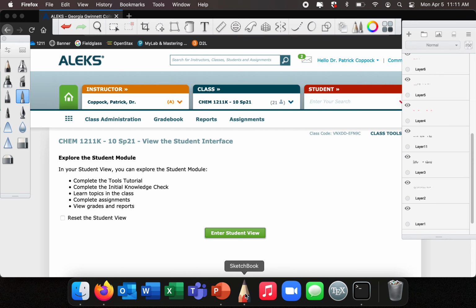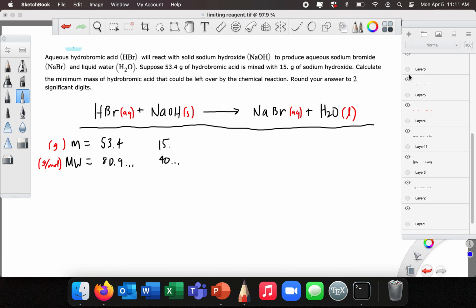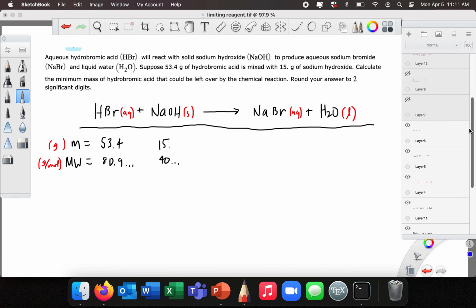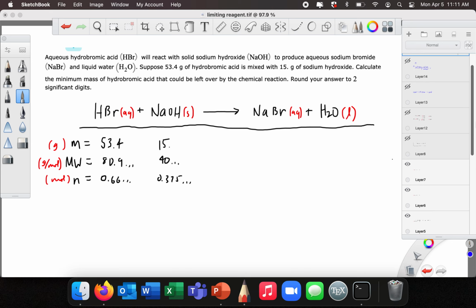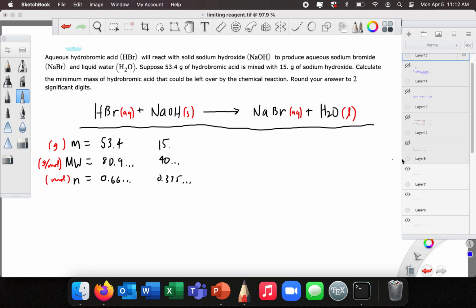And let's put that now in my table. So 0.66, 0.375, dot, dot, dot means it's all in. Now I need to say to myself, which is the limiting reactant? These look like they go 1 to 1, but these are not 1 to 1 moles. So let's calculate the limiting reactant.